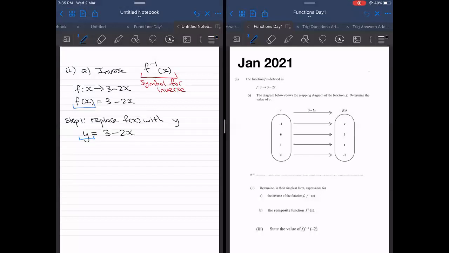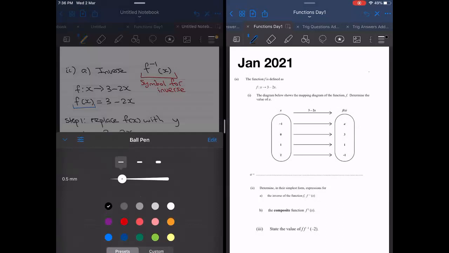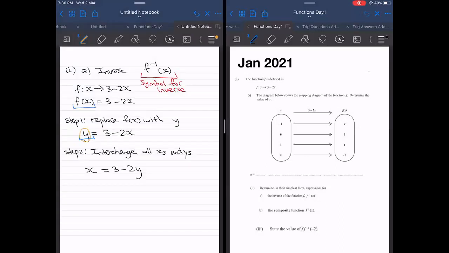All right, so that's step 1. Literally all I did was replace f of x with y. Step 2, you are going to interchange all x's and y's. So that means wherever you see y, we're going to put x, and wherever we see x, we will put y. So I literally interchange them.